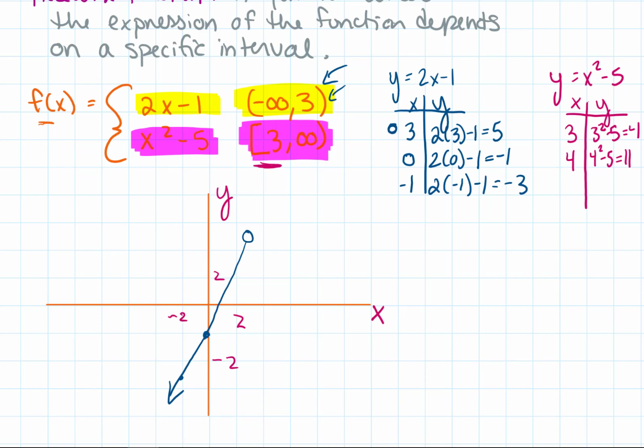So 3, 4, closed circle. 4, 11, way up here. I'm just going to line up my graph. Sorry, got a little messy there.